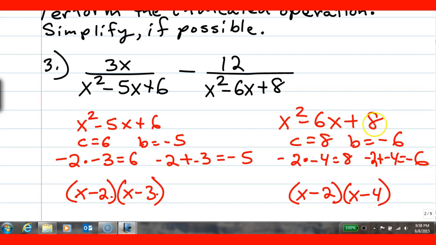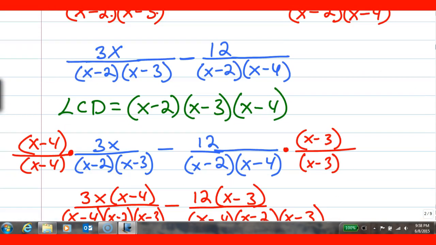Come over, work on the second one. My C position has an 8 in it. My B position has a negative 6. So I need a pair of factors that make a positive 8 and a negative 6. So a negative 2 times a negative 4 makes a positive 8. Negative 2 plus negative 4 makes a negative 6. So again, I'm going to split those x's apart and plug in those factors. So I have an x minus the 2. I have an x minus the 4 for the second one. So now I can plug those back into my fractions.